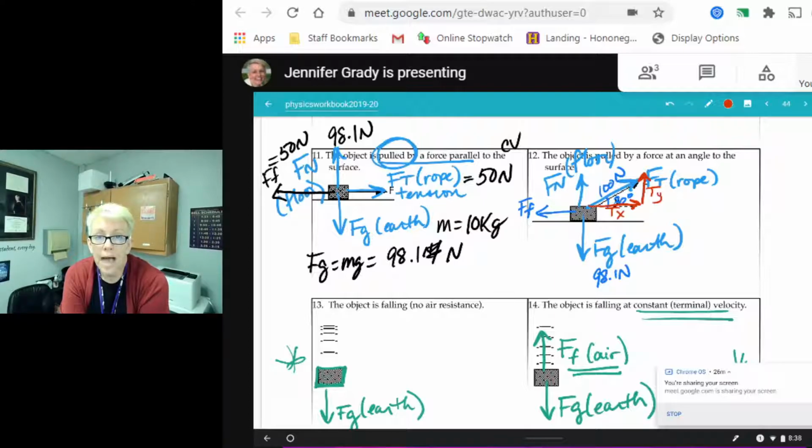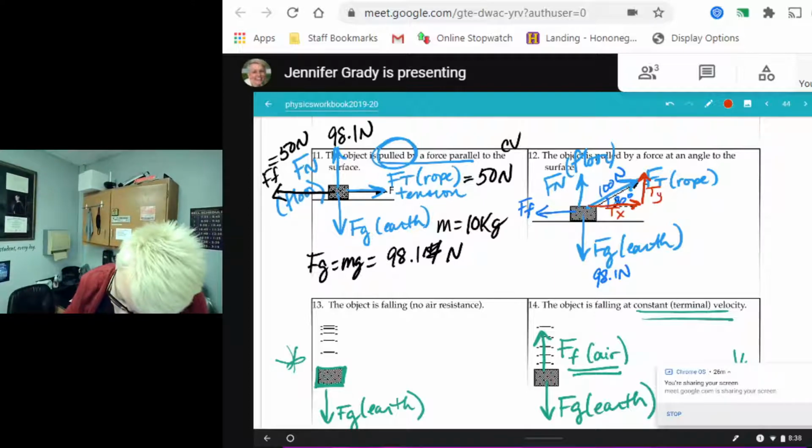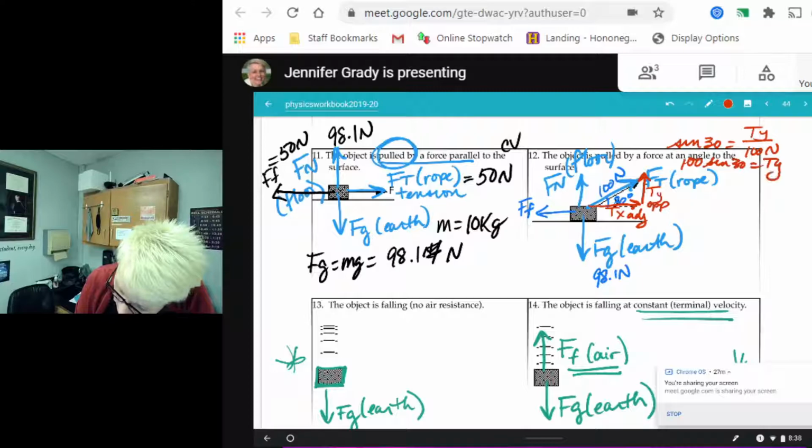All right, hopefully you are back. All right, let's take a look at how you do this. So this is my opposite side. This is my adjacent side. Okay, let me start with the opposite side. So that would be the sine of 30 degrees equals Ty over 100 newtons. So I'm going to multiply both sides by 100. I'm going to get 100 sine 30 equals Ty. Sine of 30 is a half, so this gives me a Ty of 50 newtons.